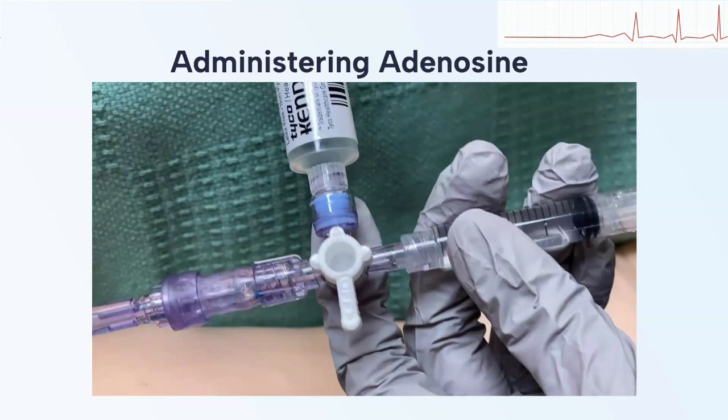Adenosine is an AV nodal blocking agent, so it causes a transient block in the AV node. It's rapidly eliminated in the plasma, so the half-life is only 10 seconds, so you have to give it really fast and flush it in really fast. Ideally, you want to give it through a large bore drip in the antecubital fossa with a 3-way stopcock, and that 3-way will help you give the adenosine and flush it in very quickly.